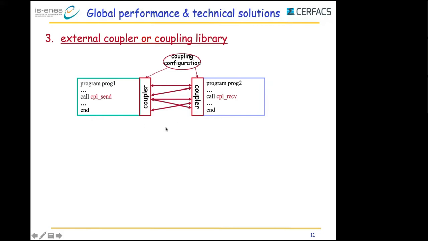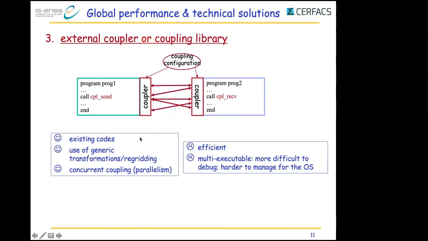So here you see that the two approaches are really different. The big advantage of the coupler or external coupling library approach is that it's easy to implement with existing codes because you change the code as little as possible. It's, of course, very well adapted to concurrent coupling because you leave your original programs, you let them run concurrently at the same time, and you just exchange a coupling field within the time step.